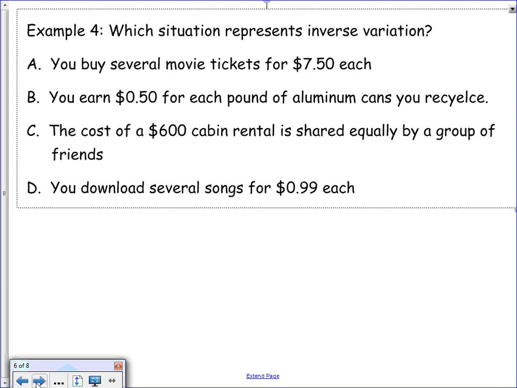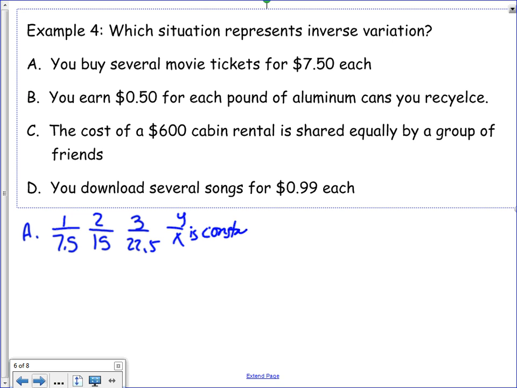So we're buying several movie tickets for $7.50 each. What that would mean is, for A, 1 movie ticket is $7.50. For 2, we're going to add another $7.50 to $7.50, so that's 15. 3 is then $22.50. So if we take y divided by x, it's always going to be constant. That's direct variation, not inverse. So we know A is not it.